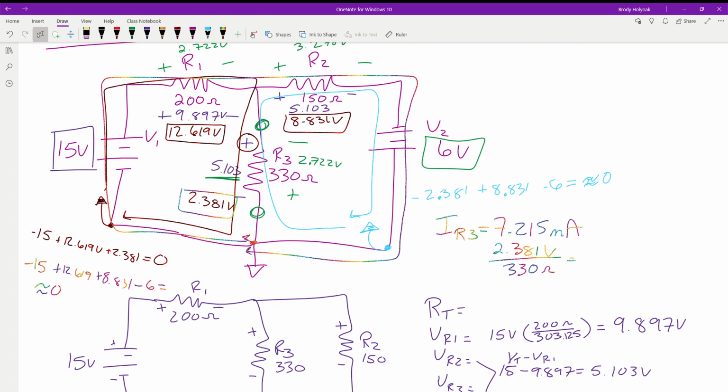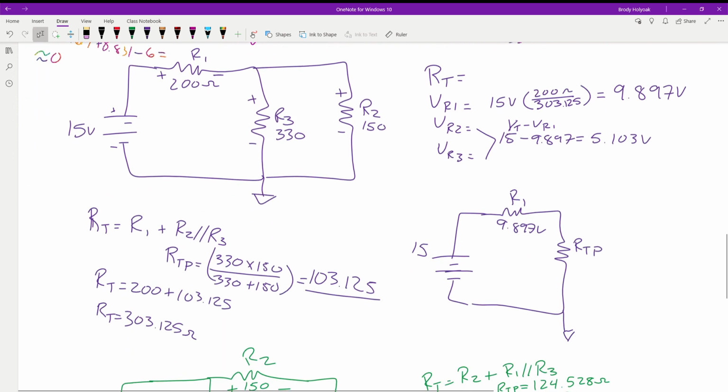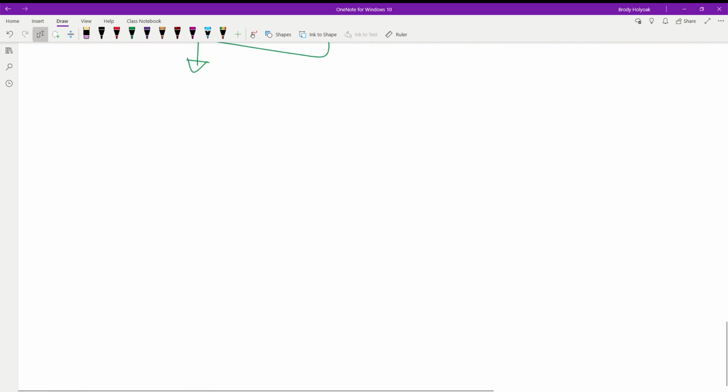Questions? Let me double check. Come on, computer, wake up. I know it's late in the afternoon, but we still have to work. The computer. There we go.